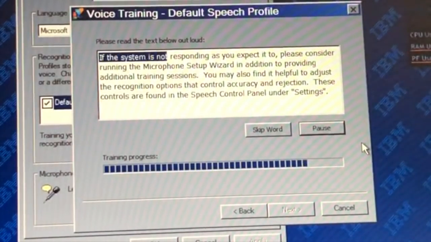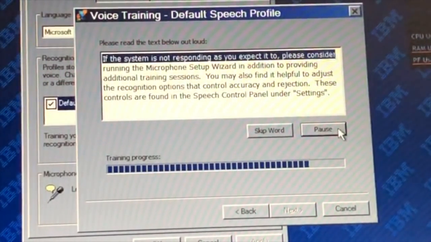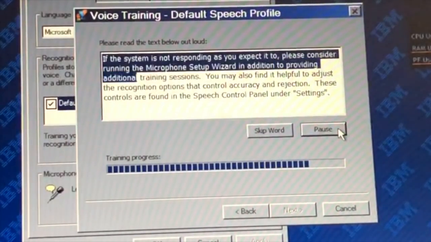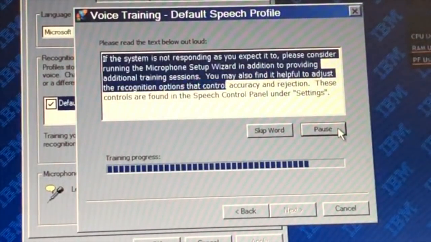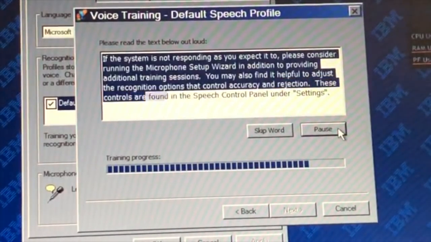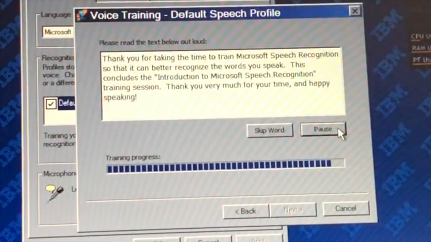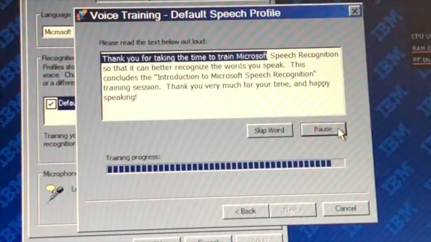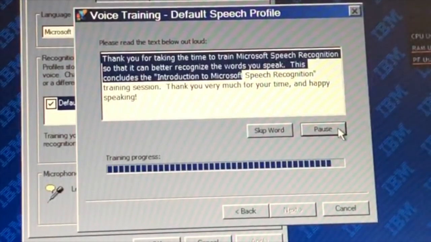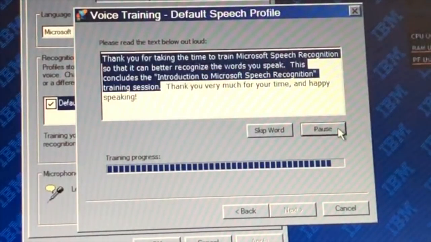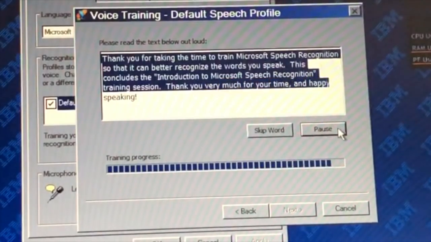If the system is not responding as you expect it to, please consider running the microphone setup wizard in addition to providing additional training sessions. You may also find it helpful to adjust the recognition options that control accuracy and rejection. These controls are found in the speech control panel under settings. Thank you for taking the time to train Microsoft speech recognition so that it can better recognize the words you speak. This concludes the introduction to Microsoft Speech Recognition training session. Thank you very much for your time and happy speaking.